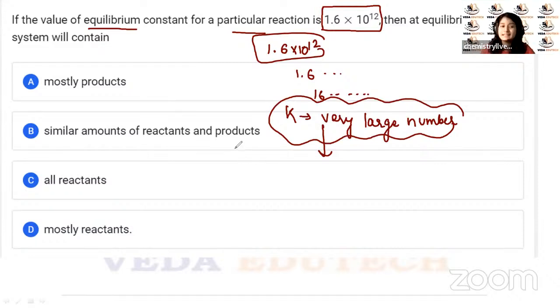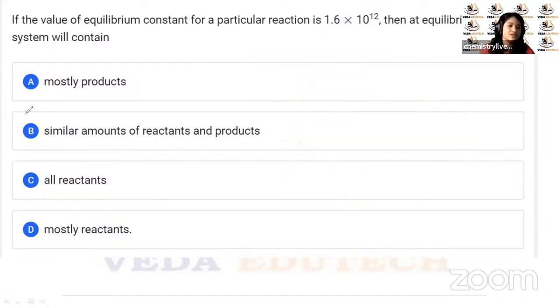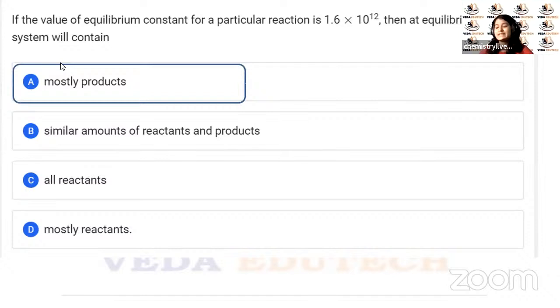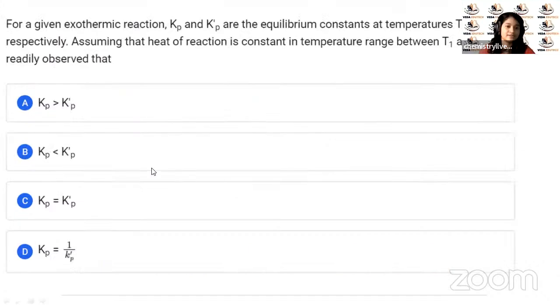Yes, good. The correct answer is A, right? When the equilibrium constant is very, very large, you are going to have only products. And when it is very, very small, your reaction has just started, so you'll have only reactants. When it is in intermediate values, then you are going to have both reactants and products, means it's kind of in equilibrium, right? So here your answer is going to be mostly products. Good, good. Okay. Moving on to the next question.